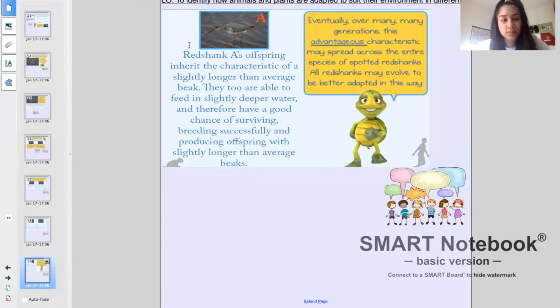Okay, so because redshank A has a longer beak and is able to feed in deeper water, they have a higher chance of surviving because they've got that nutrition that they need. And so the children they produce will have slightly longer than average beaks too. So eventually, over many, many generations, this advantageous characteristic of the longer beak will spread across the entire species of spotted redshanks. All redshanks may evolve to be better adapted in this way. So evolve, change over time. Okay, they will change over time to be better adapted in this way.